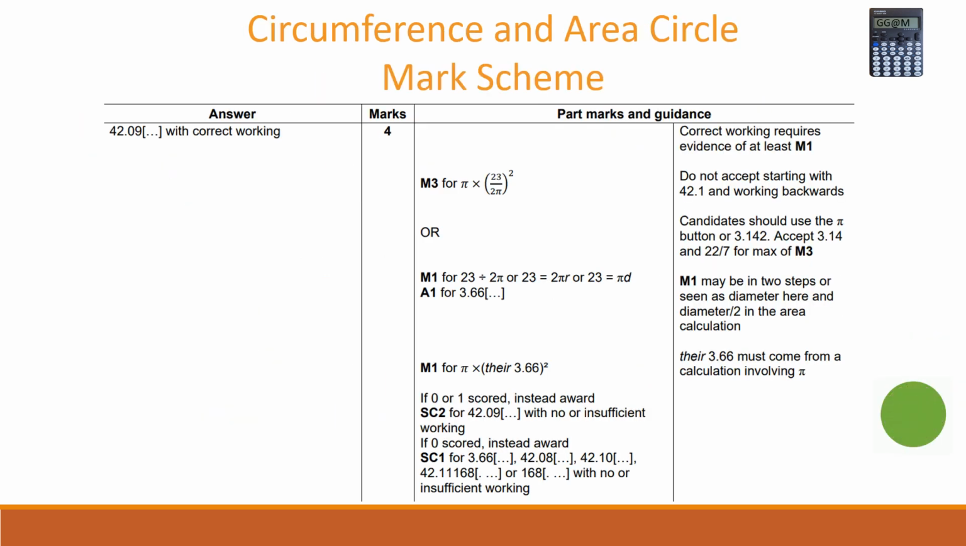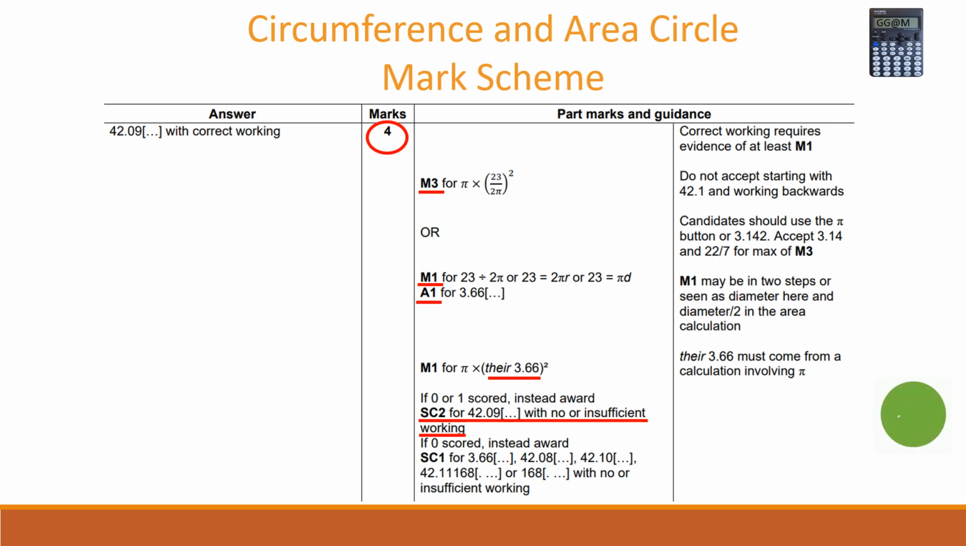The mark scheme on this question shows there are 4 marks. M3 means 3 method marks, M1 means 1 method mark, A1 means 1 answer mark. There, 3.66 means using your answer that you got for your radius rather than the actual value of 3.66. So you can still get a method mark for using 3.66 or whatever value you got in your calculation.